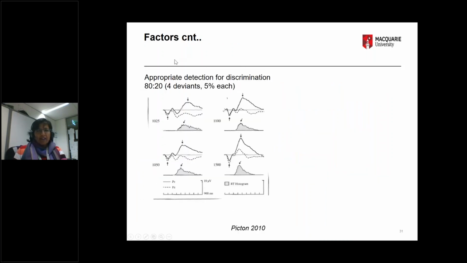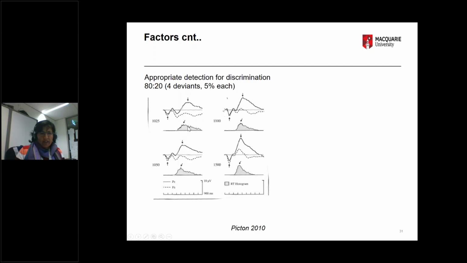Continuing with the story of factors, I thought this was quite appropriate to talk about. This is about detection. What they're showing here is when you have a 1,000 hertz standard presented 80% of the time, and you have 4 deviants this time. So you don't have to take 1 deviant, you can take 4, right? Which is what they did. That went from 1,025 to 50, 110, 1,500. So you can imagine that 1,025 hertz would be slightly different from 1,000 hertz, but then 1,500 hertz would be really different, right?